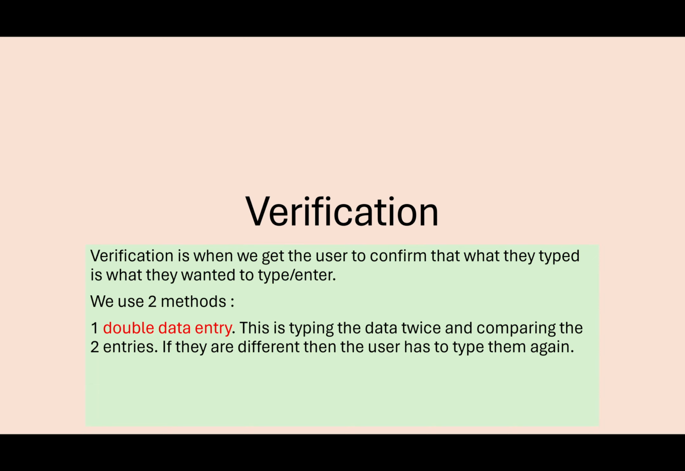The first one is double data entry. So this is essentially typing the data twice, comparing what was typed, the two entries, and if they're different, the user types them again. It's failed verification.